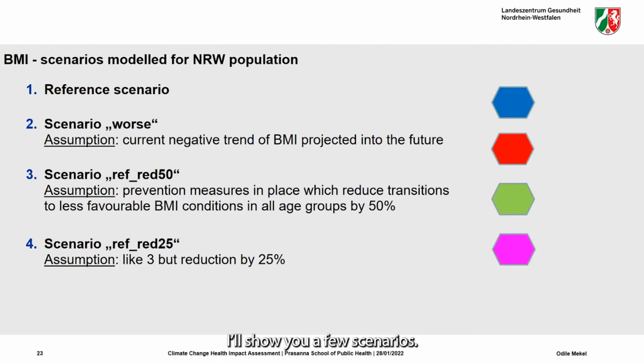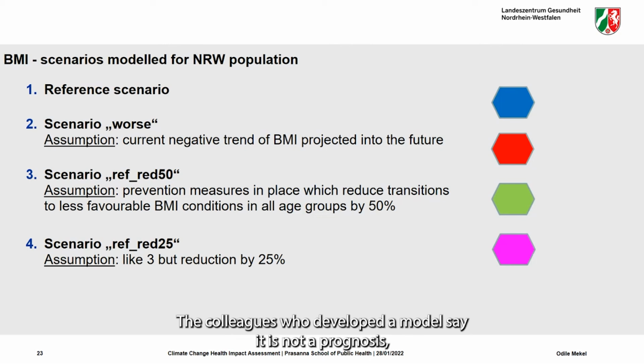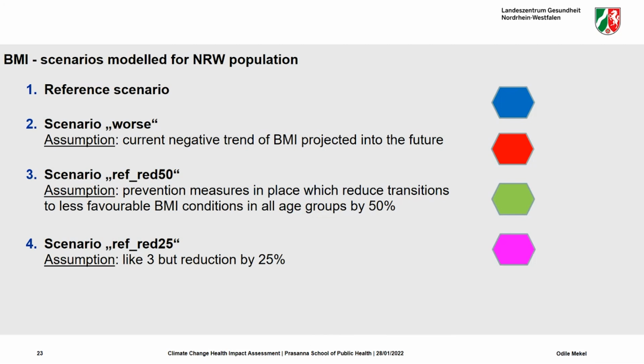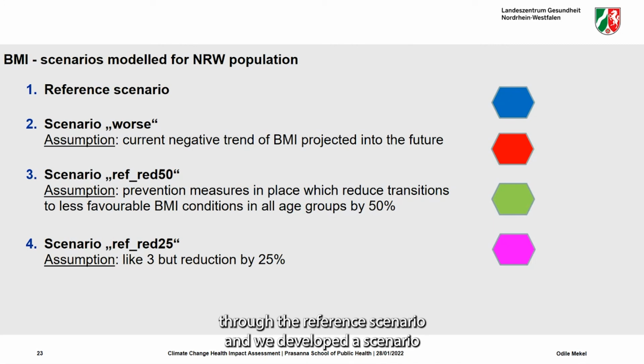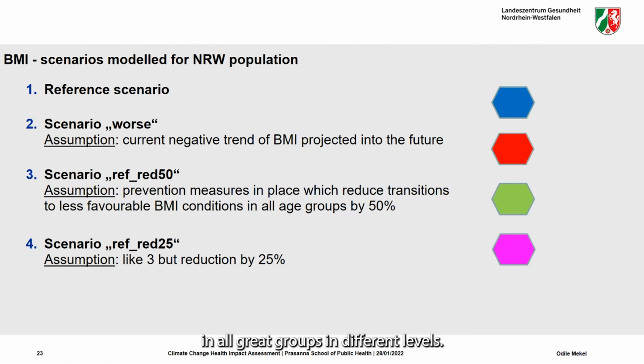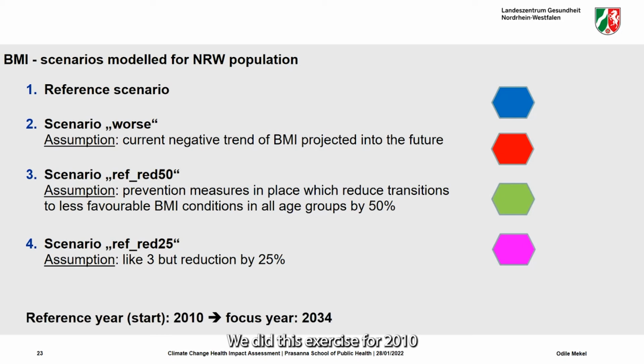I'll show you a few scenarios. So when you do the modeling, you also start with scenarios. The model itself already has the reference scenario. It is always compared to the reference scenario. The colleagues who developed the model say it is not a prognosis. But you always compare to the reference scenario, and we developed a scenario where everything goes worse, and we have two scenarios where preventive measures are in place, which reduce the BMI in all groups at different levels. So these colors are important. We did this exercise for 2010 with a projection to the focus year 2034.